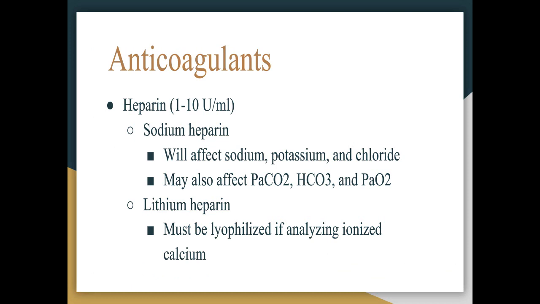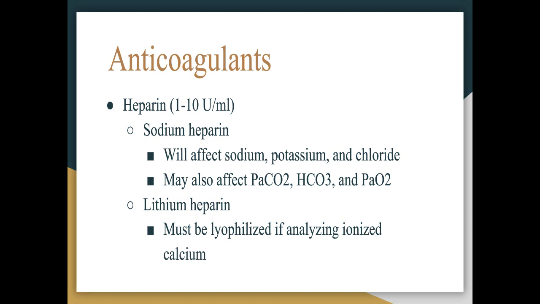As alluded to in the previous slide, anticoagulation is essential for evaluation of arterial blood gases. Heparin is the anticoagulant of choice, as EDTA will chelate cations and prevent evaluation of your sodium, potassium, as well as your chloride, and therefore your acid-base status as well. There are two options for heparinization: sodium heparin, which is most commonly found in its liquid form, and lithium heparin.